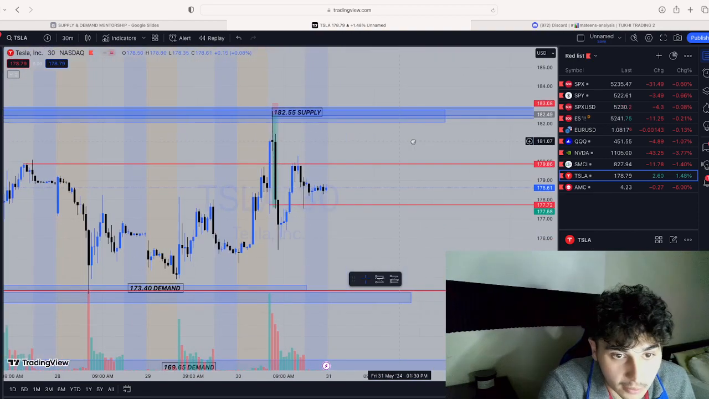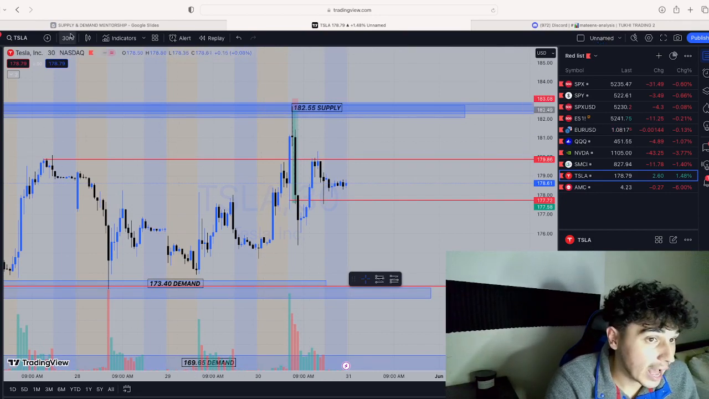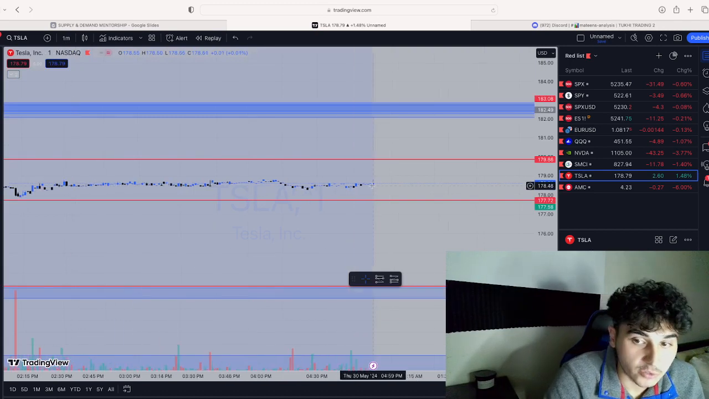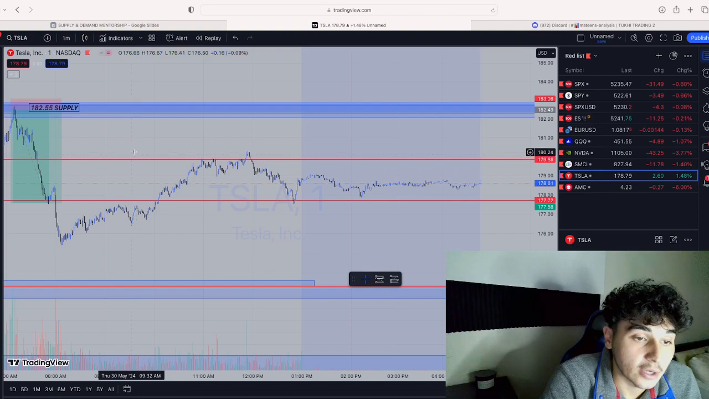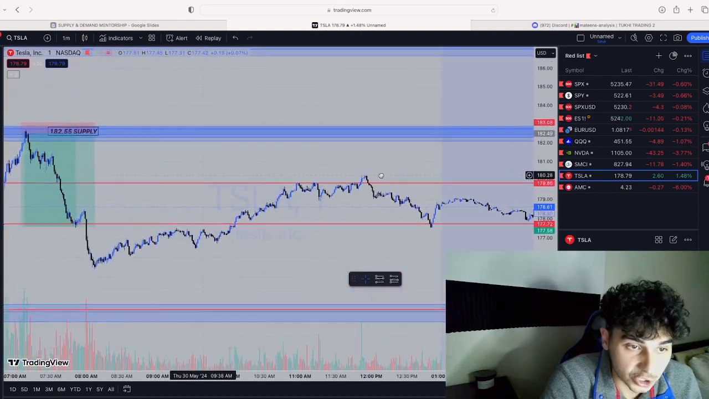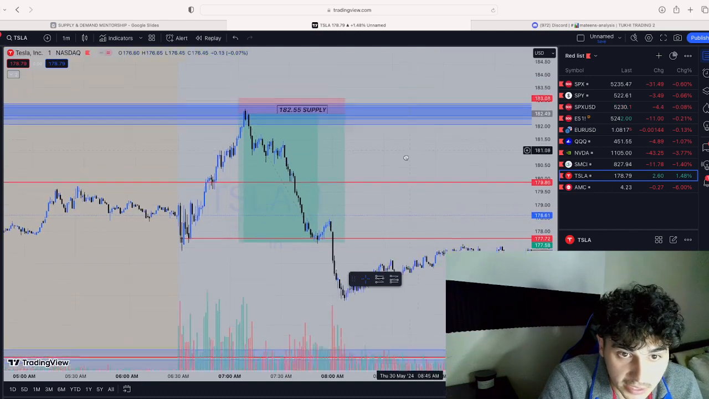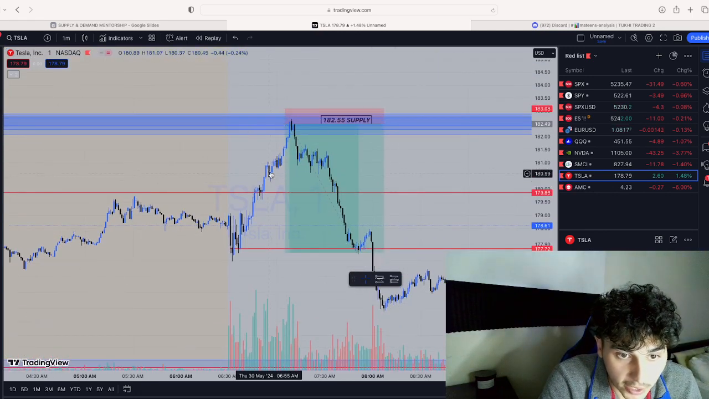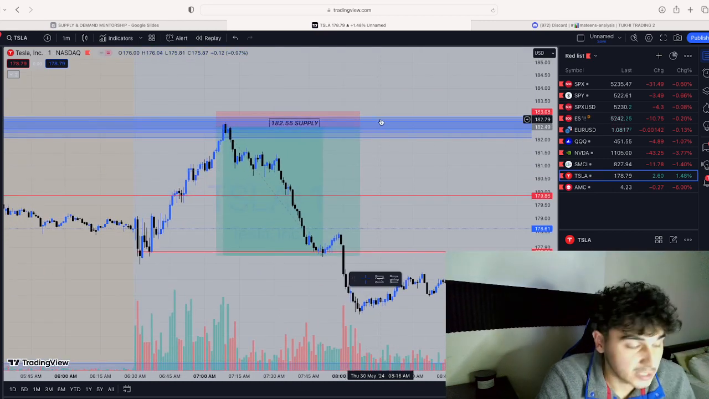We extend it out. Now that we have our zones drawn out on the higher time frame, we want to switch to the lower time frame, because the lower time frame is where we're going to be making our entries and making our decisions realistically. So then this is the exact supply zone that we just drew out. And then you can see price hit our supply zone and our stop loss. This is what I always do.